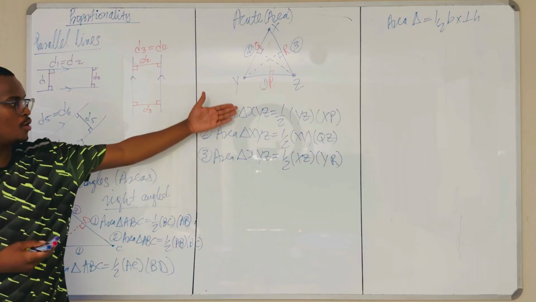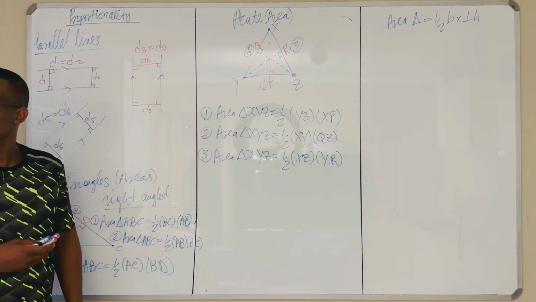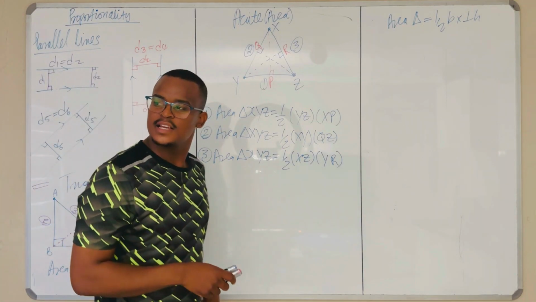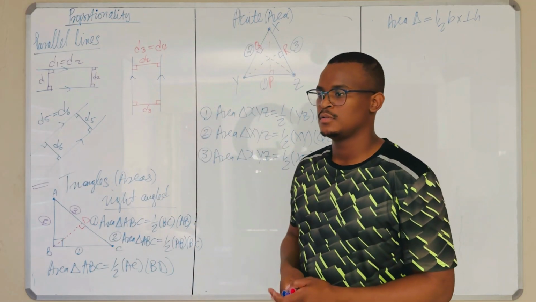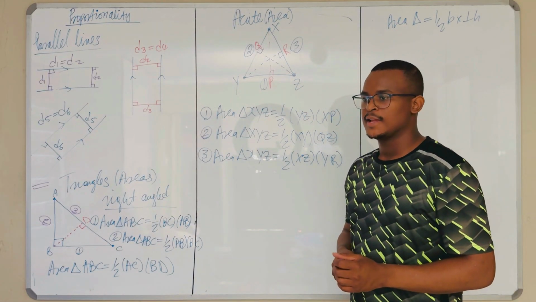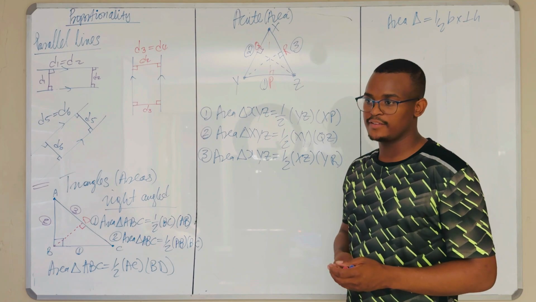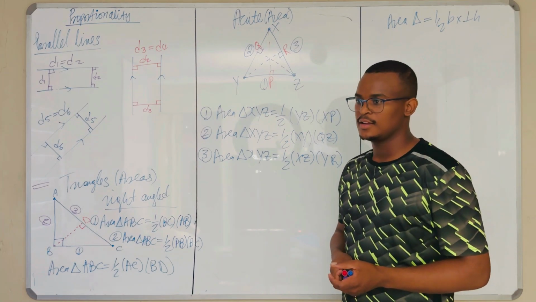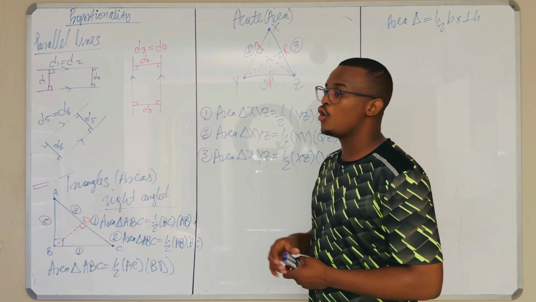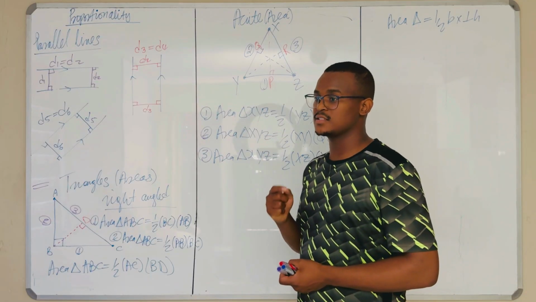So those areas are all equivalent, because you're calculating the same amount of flat space covered by the triangle. Now we're going to the last one that I'm going to cover, an obtuse triangle. Like here, this was an acute triangle. All of those angles were acute angles.